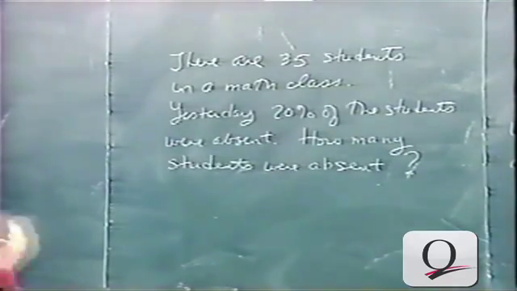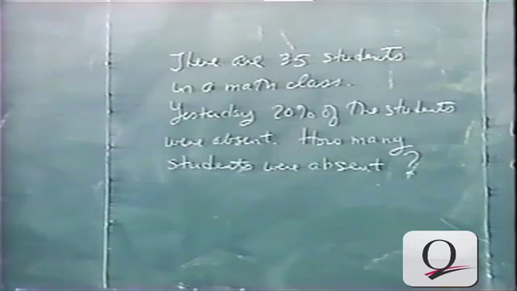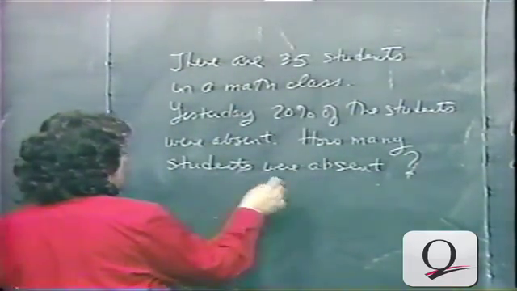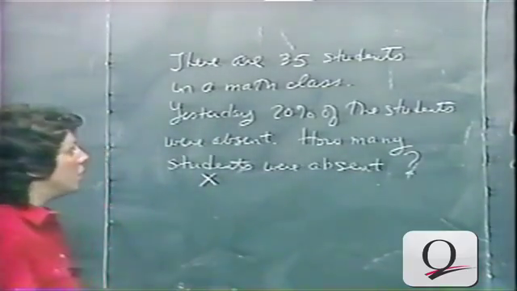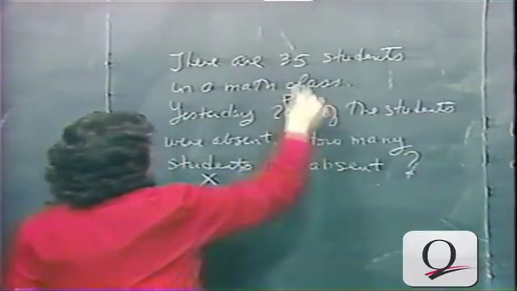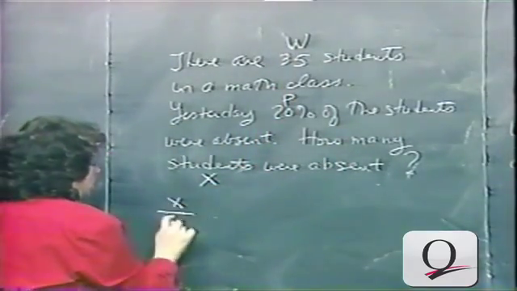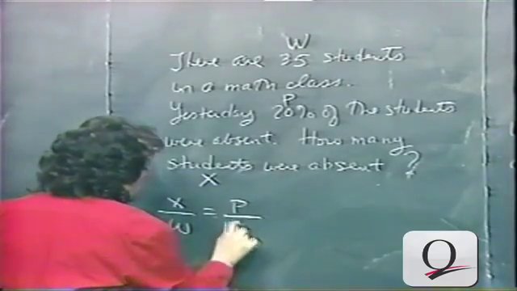Don't let the words throw you. As I said, each of these problems involves finding either the X, the W, or the P. There are 35 students in a class. That's the whole class. 20% of the students were absent. How many students were absent? A part of the class was absent. So what we're looking for is a part of the class. How many students were absent? This is the X. We know the percent. And the whole is the 35. So X is to W as P is to 100.